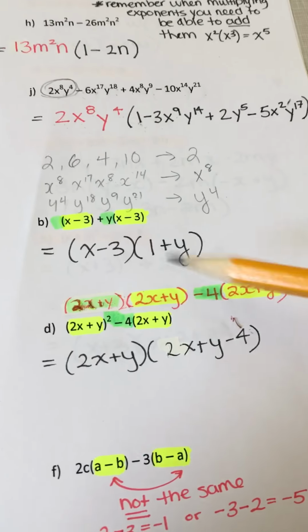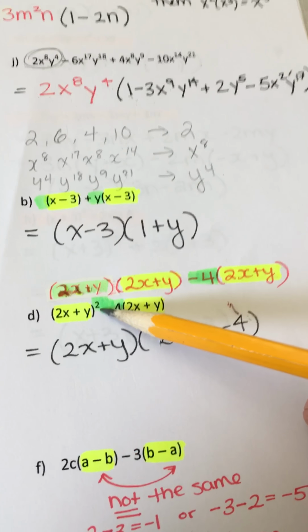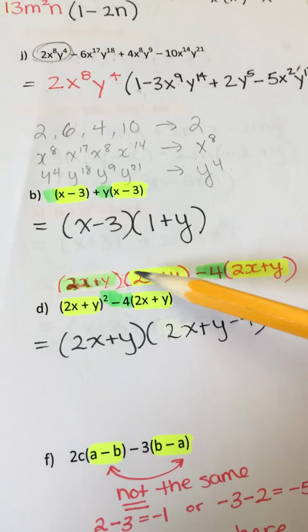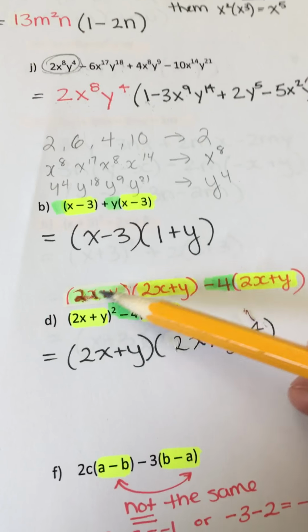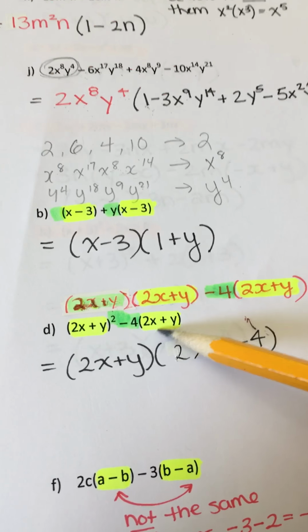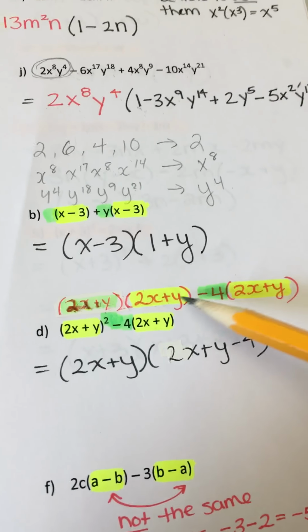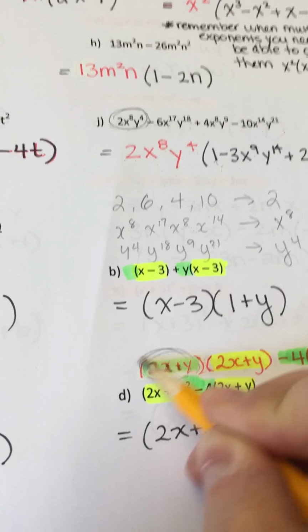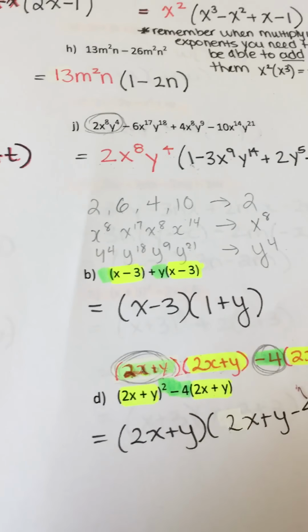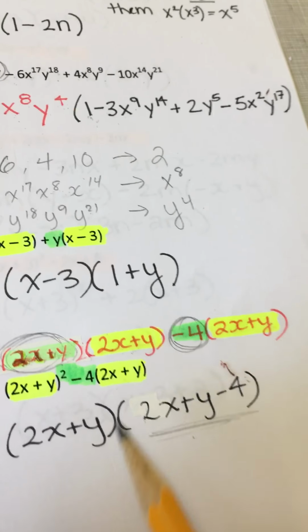Then we have factor by grouping, and I just wanted to point out this example here. You see (2x + y) to the power of 2. What that means is that there are 2 of them: 2x + y and then another 2x + y multiplying each other. So in this case, what's in common for the grouping is 2x + y, and what's outside of the brackets is that other 2x + y and -4. That's how I get (2x + y)(2x + y - 4) there.